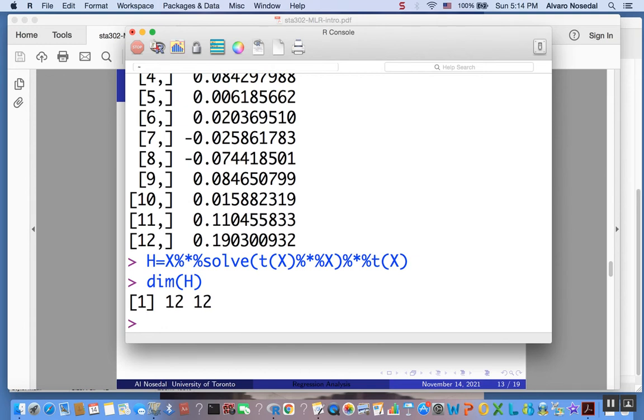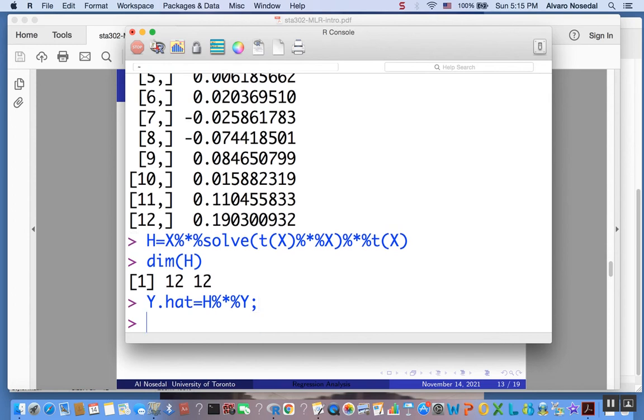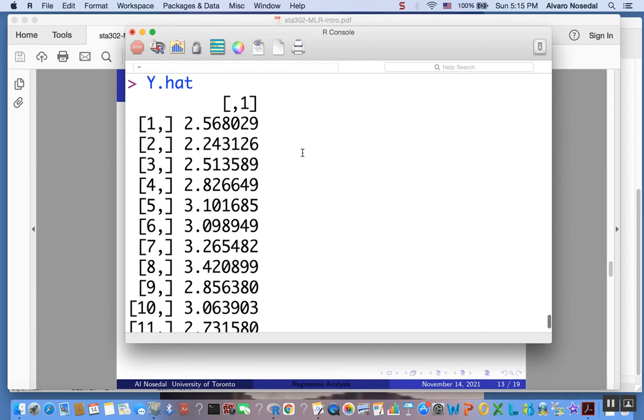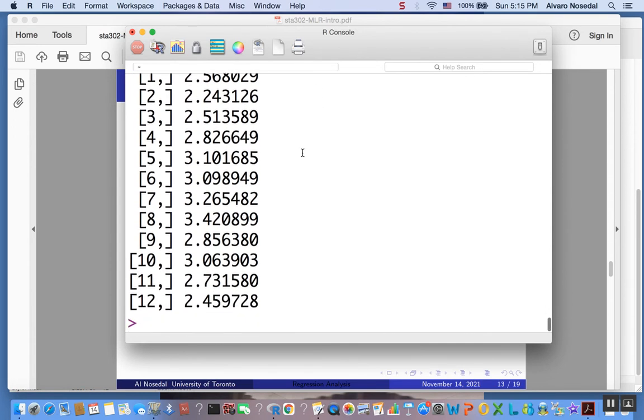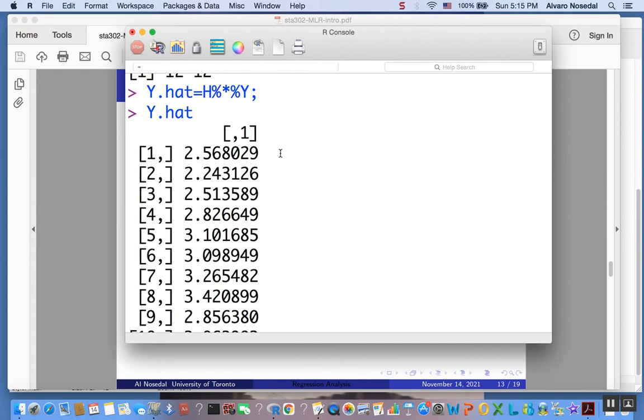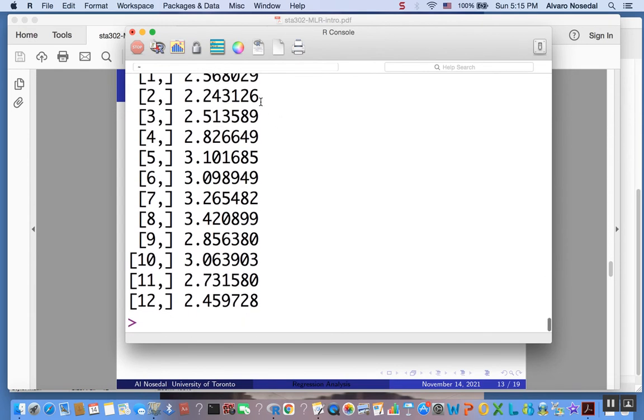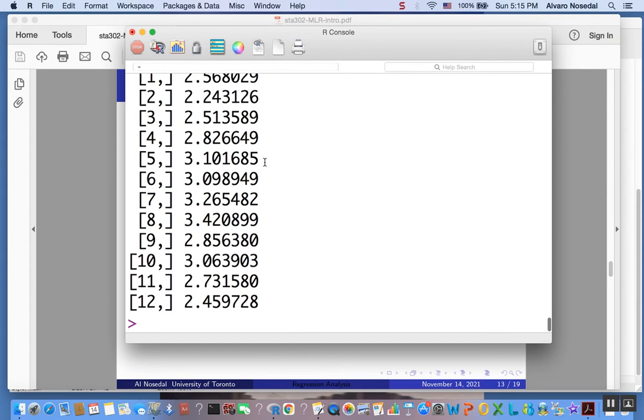Good, good, good. Now let me get y hat using H. Let me pre-multiply our vector of observations y by H. So this should give us a 12 by 1 vector, and if the theory is not lying, those should be our predicted values. Okay?